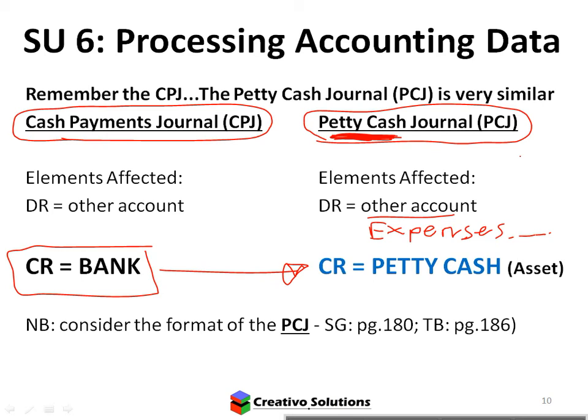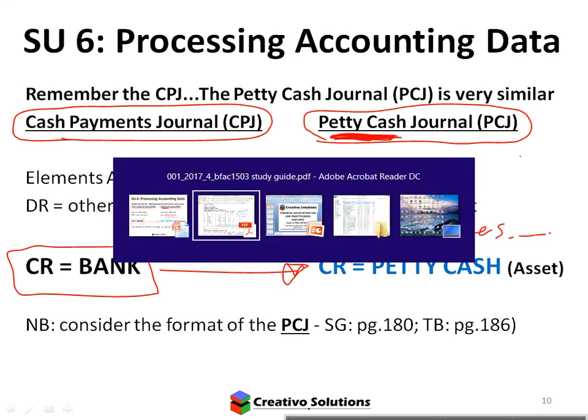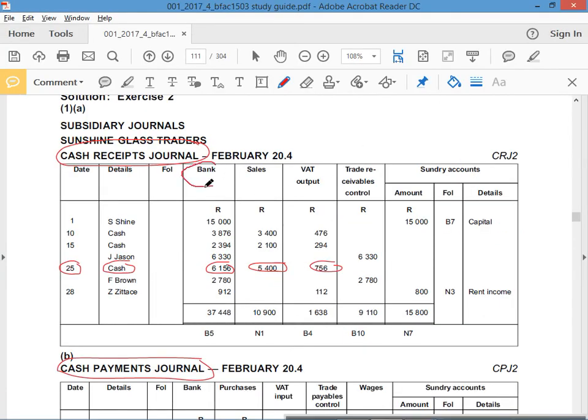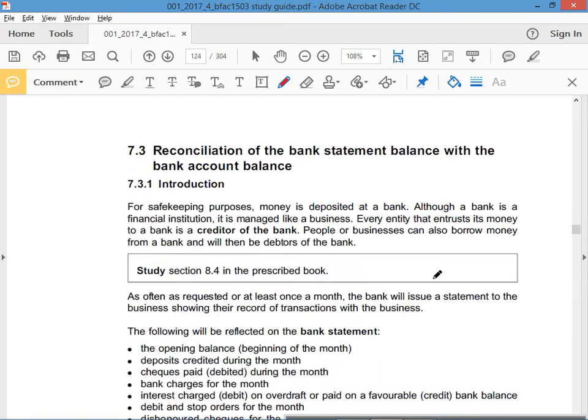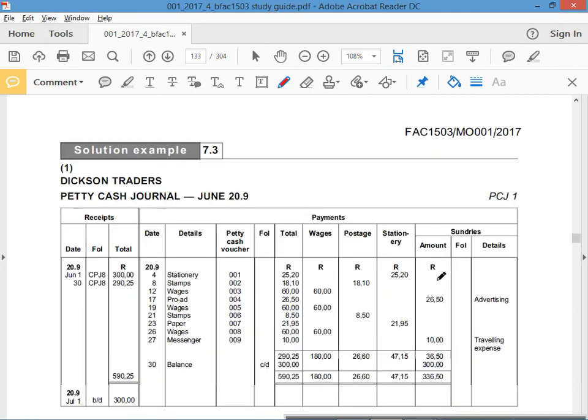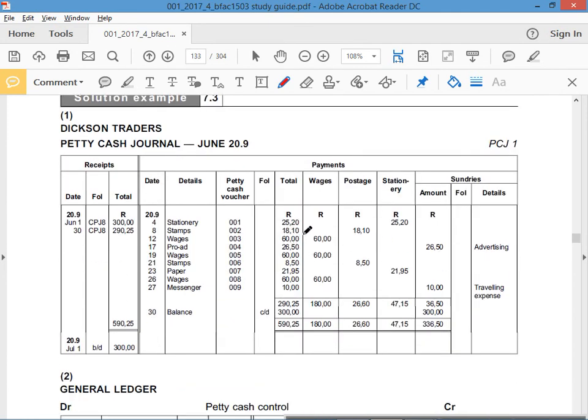Okay, just look at the format. I've given you page references. Look at the study guide, look at the textbook, and check the format. Okay, it's the exact same format as your cash payments. The only column that's different is you don't have a bank column, you'll have a petty cash column. Okay, let me actually see if I can find one here just to show you what that looks like. Petty cash journal, there it is. Okay, so in the petty cash journal, we're not going to have bank, they've put total here, right, or you could write down petty cash. Okay, it's just different formats. Okay, right, but it works the same as any other journal.